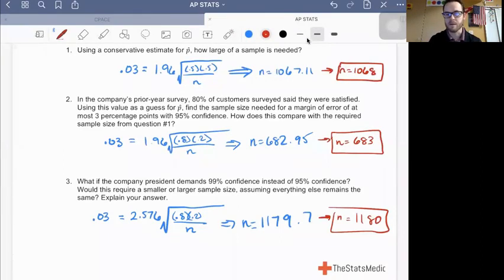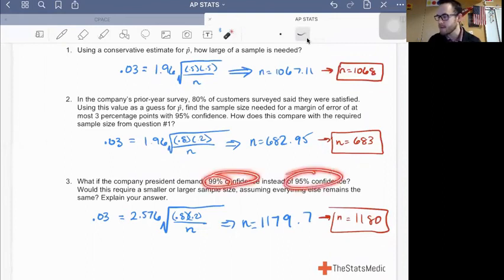And clearly this would require a larger sample size. The reason it needs a larger sample size is that if you're increasing the confidence level versus the 95% confidence, more people allows your range to shrink, and you get to hone in on that true value of p.